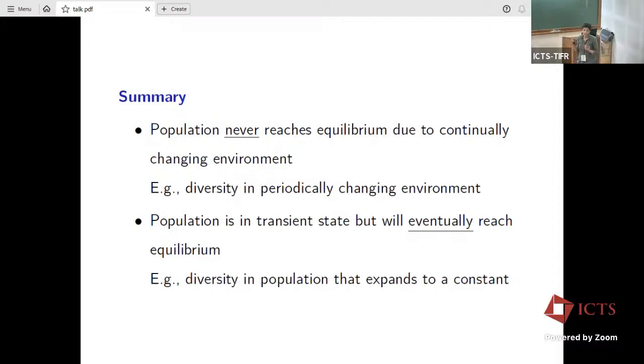And two situations I considered where we never have an equilibrium, for example, in time inhomogeneous environments, or where the system is in a transient state, for example, the case when the population is expanding, but it reaches some maximum. So there are some things which we did not at least expect. Okay, I'll stop here. Thank you very much.